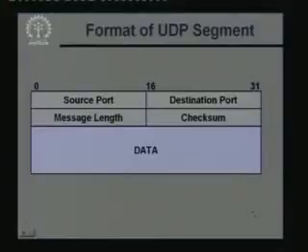Now, let us look at the UDP protocol, the UDP header format. Now, as you can see from this diagram, the UDP packet structure is extremely simple. There are no fancy headers, only 4 fields: source port, destination port, message length and checksum, and of course the data.